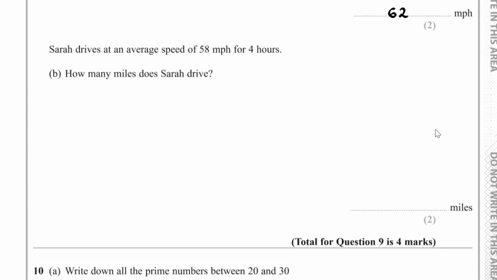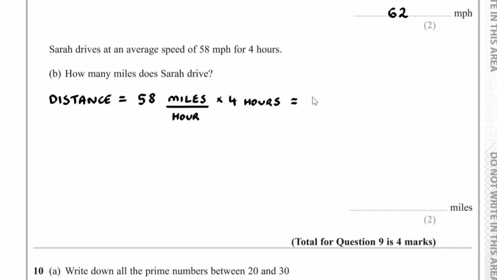Then for part B, Sarah drives at an average speed of 58 miles per hour for 4 hours. How many miles does Sarah drive? So, the distance is equal to 58 miles per hour multiplied by 4 hours. 58 times 4 is 232. So we have 232 miles.